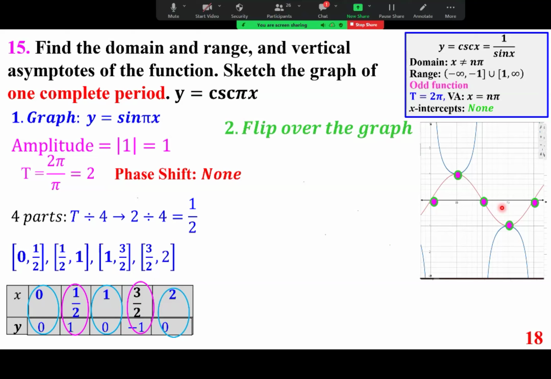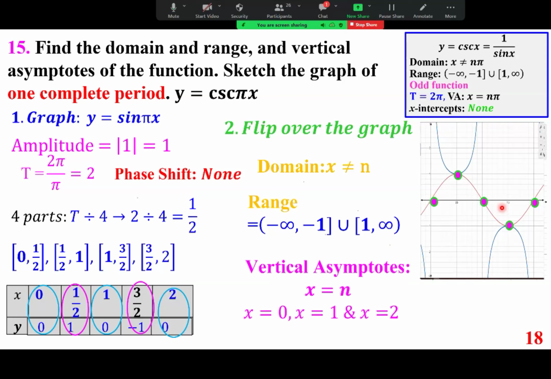And so domain: x can't be n pi. Range is the same, anything from negative 1 to 1 is excluded. Vertical asymptote, the same thing but equal. And for one complete cycle, x equals 0, x equals 1, x equals 2, those are the three for a complete period or cycle.